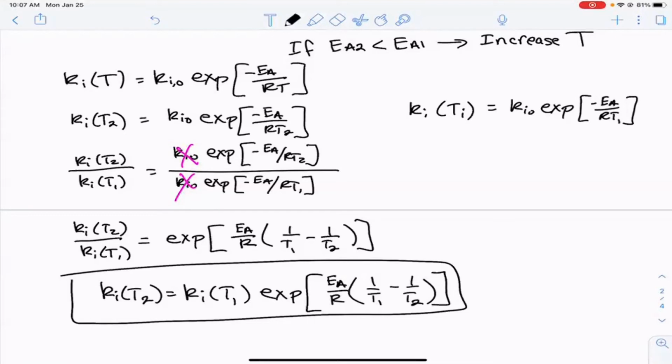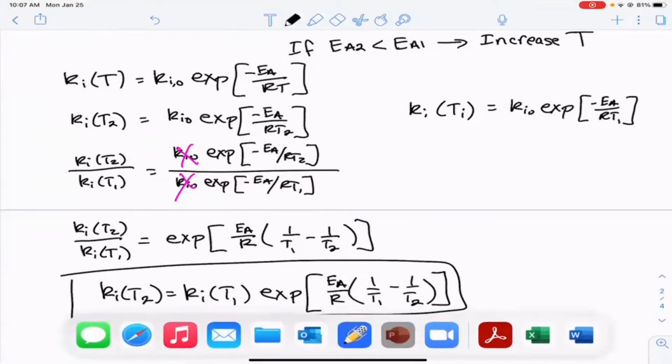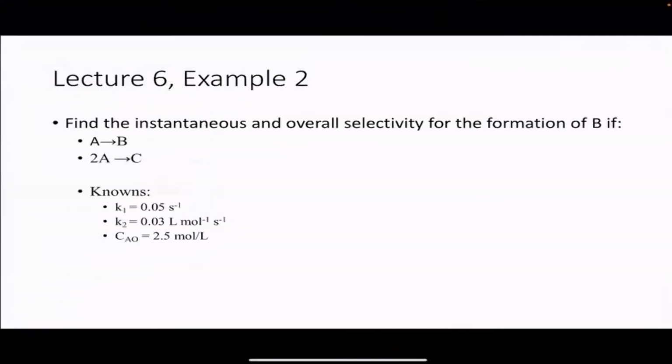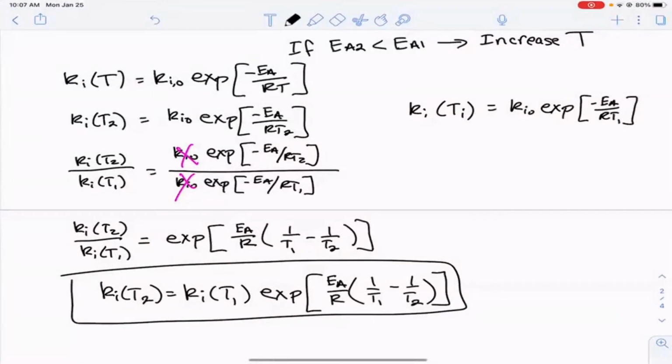So in this first example today, we've solved our first parallel reaction scheme. We've developed expressions for the concentration of all the products and the reactants, and talked a little bit about how to calculate the selectivity. So before we move on to our second example today, does anybody have any questions that they would like to ask?